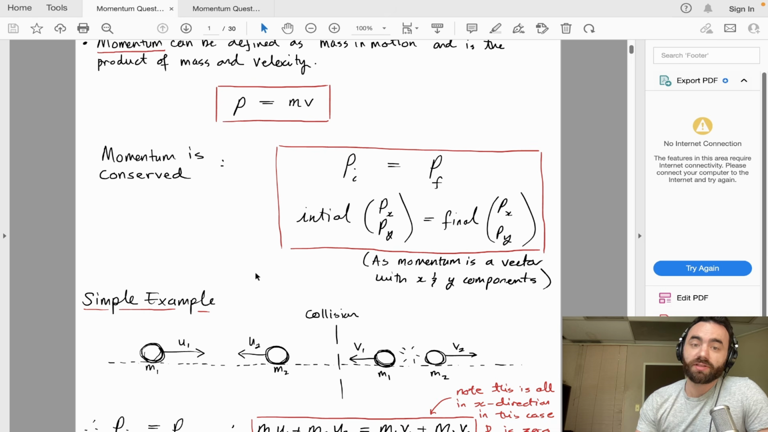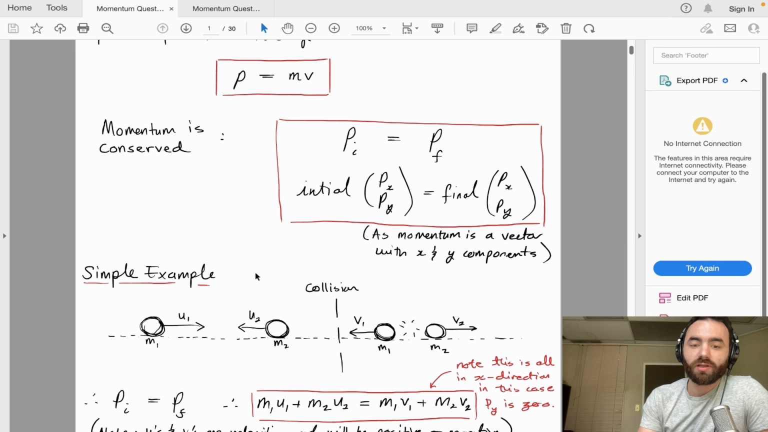As momentum is defined by mass and velocity, velocity being a vector, momentum is also a vector. So this conservation is happening in both the x and y direction. You have the momentum of a mass, and all of the momentum in its x direction initially will equal its momentum in its x direction final, like after the interaction, and same goes for the y. So its initial y and x components will equal its final y and x components. And we'll see that when we do an example.